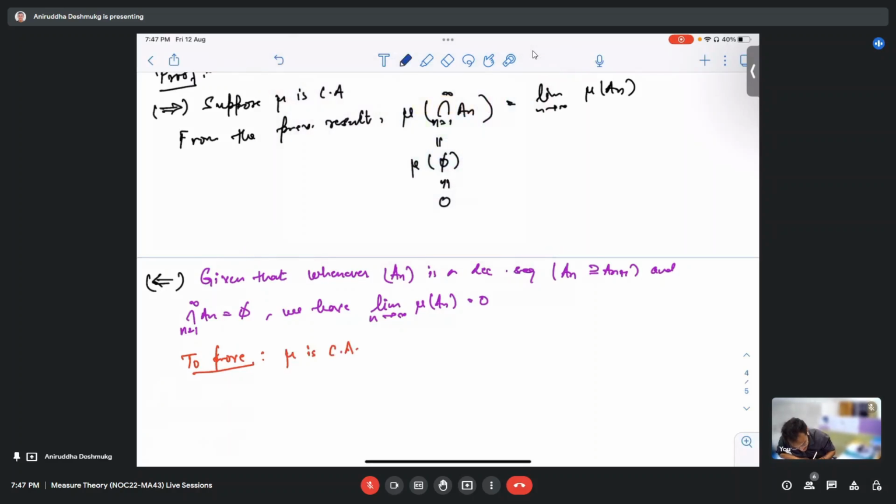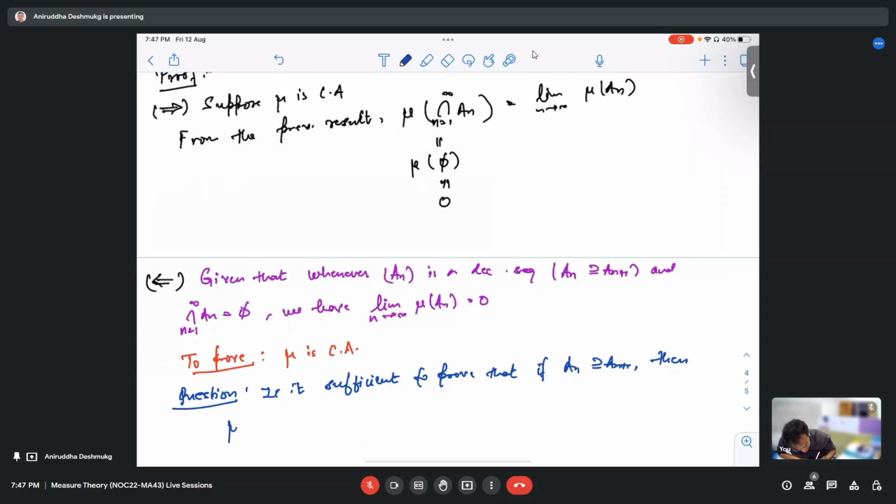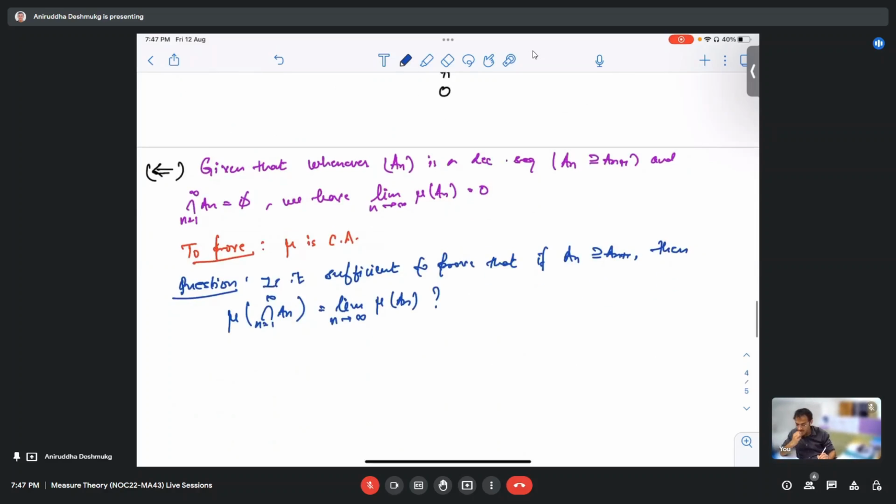So let me ask you, is it sufficient to prove that if An is a decreasing sequence, and not necessarily with empty intersection, then mu of this intersection is equal to the limit of mu of An? So what do you think? Is this sufficient?